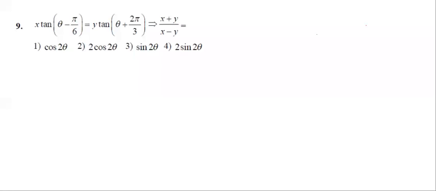Ninth question. How to do this problem? First, I'm going to use a shortcut method. Let theta be equal to 0 degrees. If theta is 0 degrees, then what remains? C x tan of minus theta minus tan theta, that is tan 30 degrees minus 1 by root 3, is equal to y into tan 2 pi by 3.